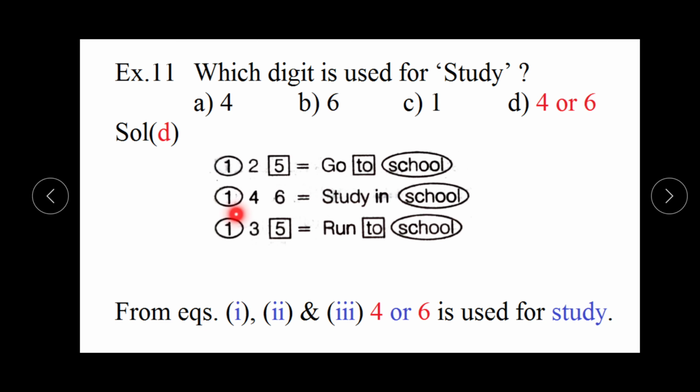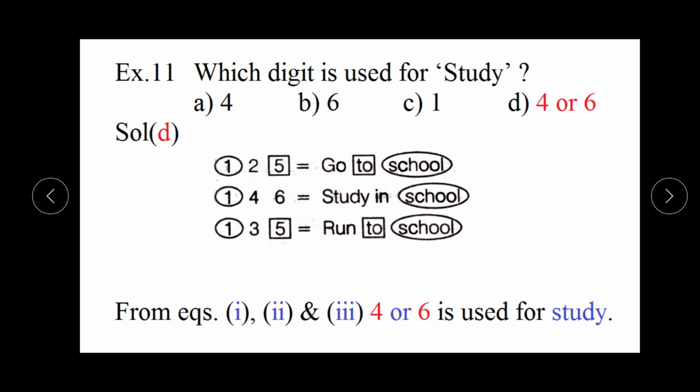So if we check that here, after comparing and taking common, we can see that 1 is for school, 5 is for 2, here 2 is for go, 3 is for run. But for 4 and 6, it is confusing which one is for 4 and which one is for 6. So here we cannot take it in the same order, that 4 is for the study and 6 for the in. So at this time, what will we do? We will give the answer according to the option.